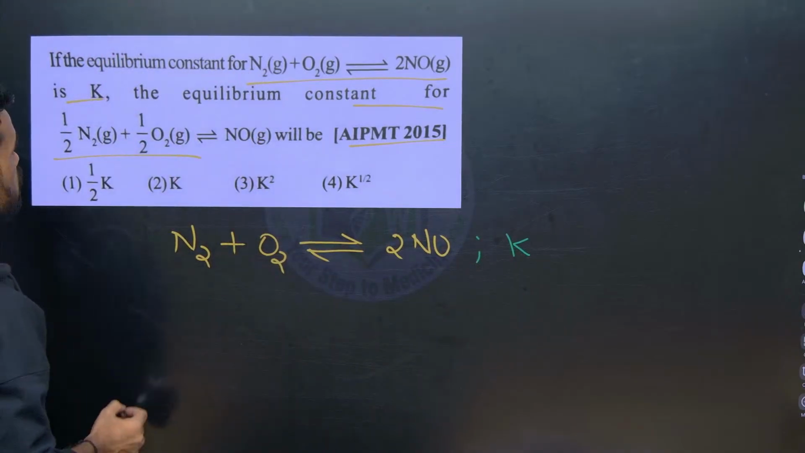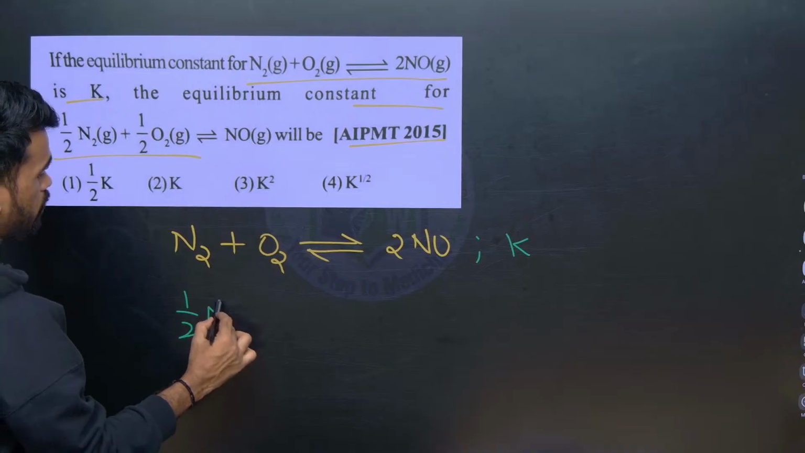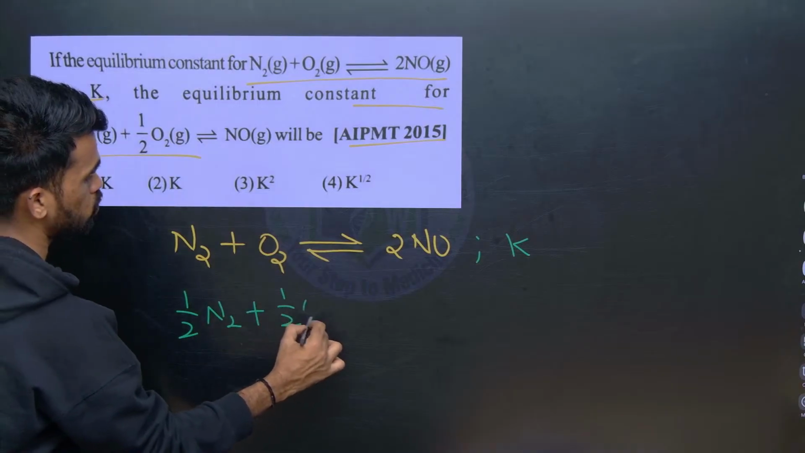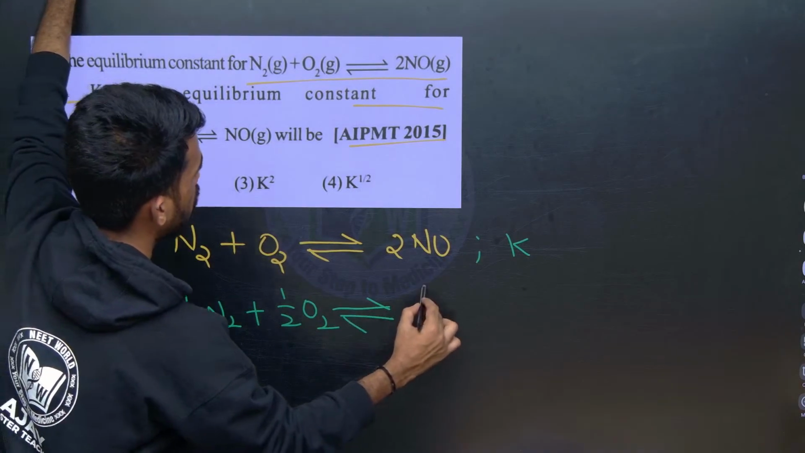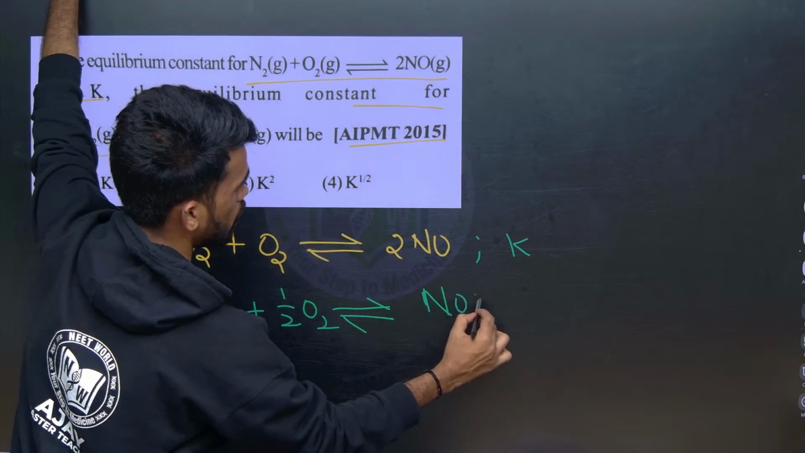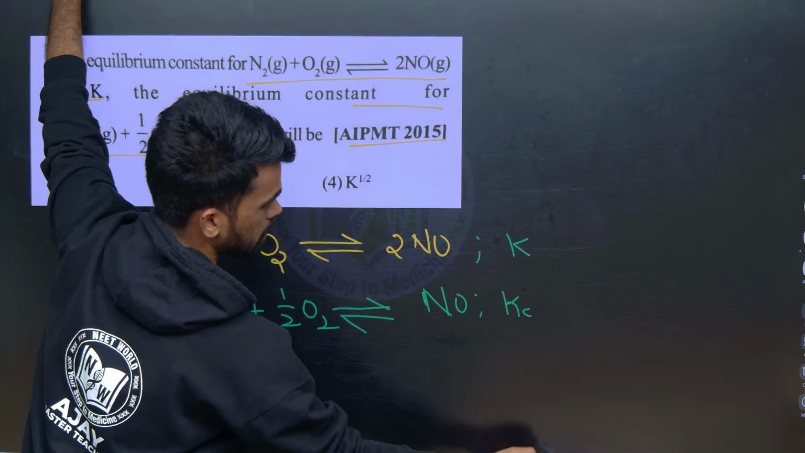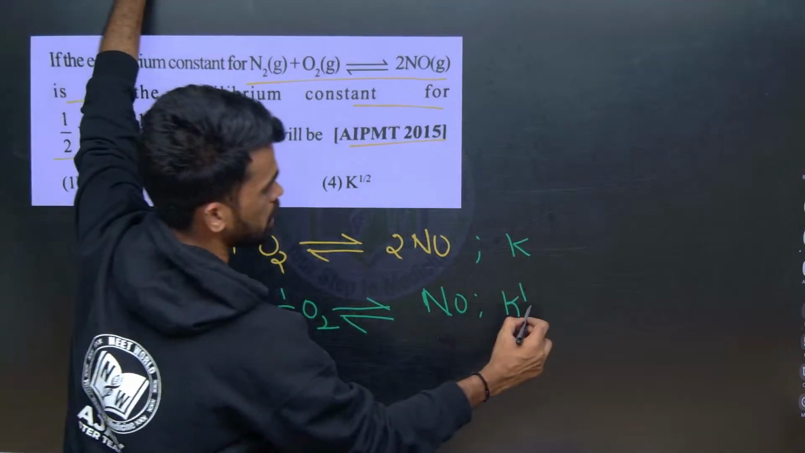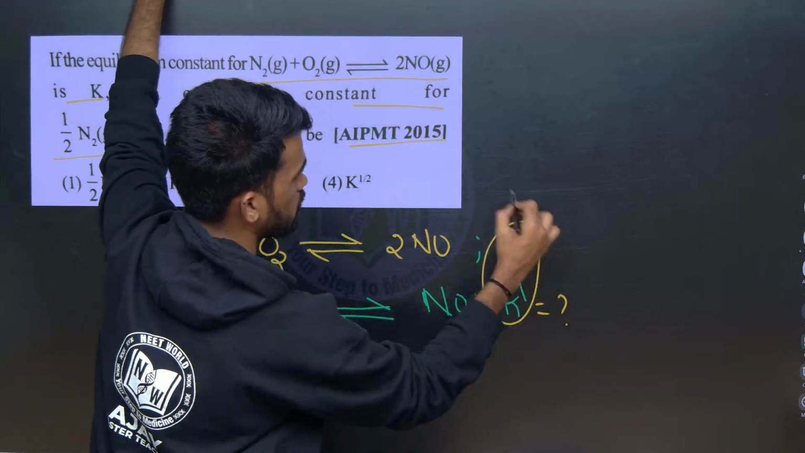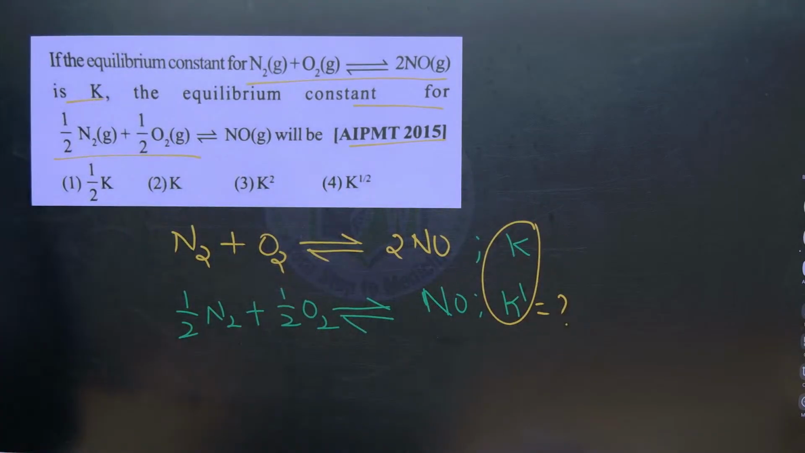Now the equilibrium constant for this one, half N2 plus half O2 giving rise to NO, let us say is Kc dash, K dash. So we need to find this K dash. What is the relation between these two, K and K dash? What is the observation here we are seeing?